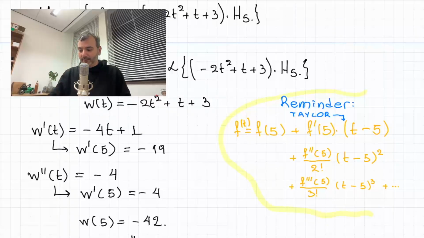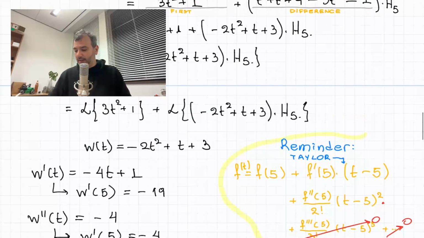Yes, but this function we have here is a quadratic function, which means that this third order derivative is just 0, and all subsequent derivatives are 0. So we can stop here. And this is not an approximation, this is exact. And the good news is that on the right hand side we have t minus 5 and t minus 5 again. Let's see how this plays out in this case.